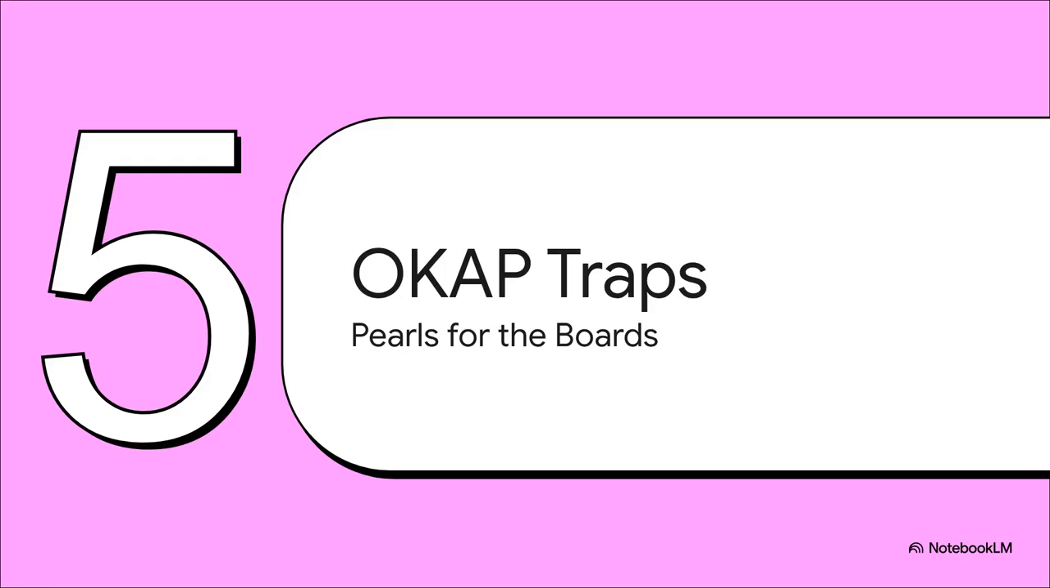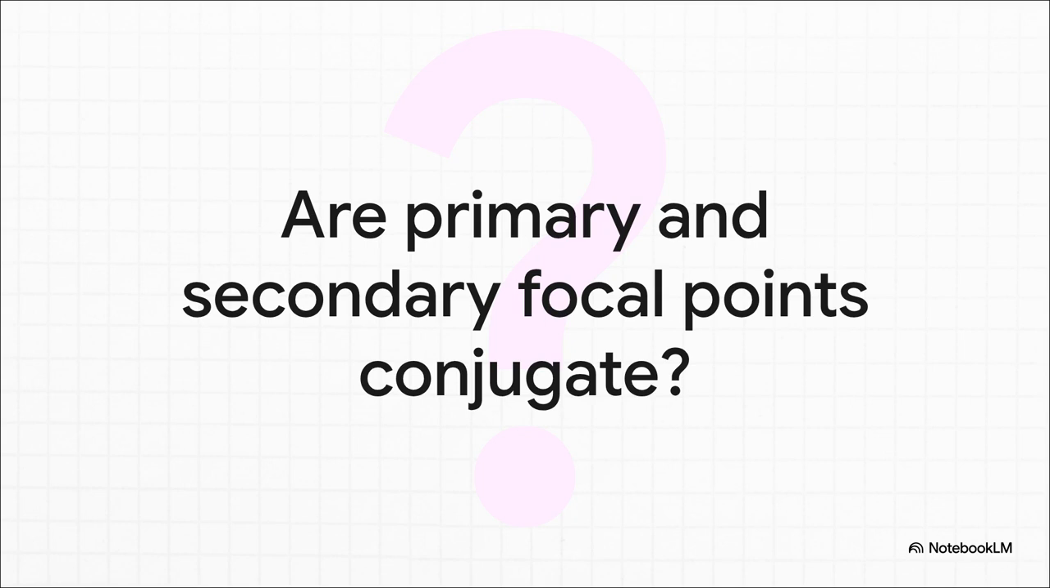Now that we've got the definitions and the math down, Section 5, OCAP pearls and traps. Let's look at how the examiners are going to try to trick you. All right, let's do a little active recall. I want you to imagine we are sitting in your oral boards right now. I look across the table and I ask you, are primary and secondary focal points conjugate to one another? I want you to pause this explainer for a second and really think about your answer.